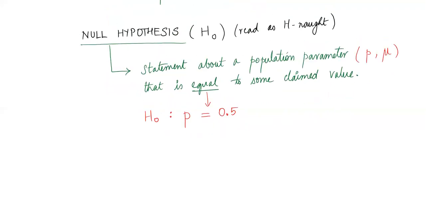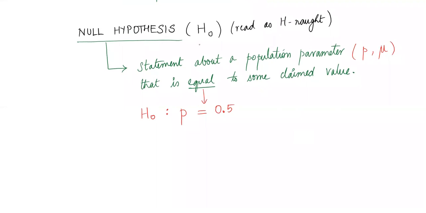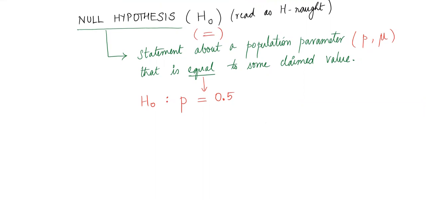So simply put, null hypothesis must always have the equals sign. The other one is called the alternative hypothesis. An alternative is an alternative to the null, right? So it should be the opposite. So these two must be opposites.